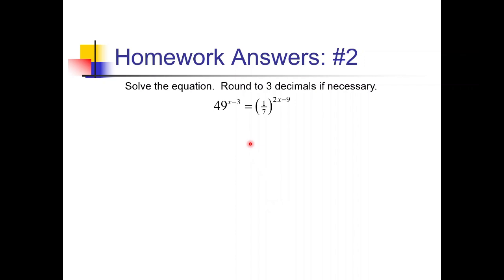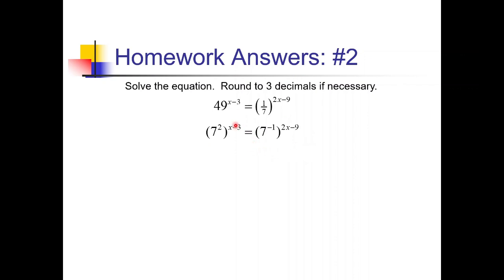For this problem we're trying to solve this exponential equation. Since 49 and 1 over 7 are both powers of 7, we can use the common base method on this one. To use that, though, we'll first have to rewrite these both in terms of that common base of 7. So 49 I can rewrite as 7 squared, and 1 over 7 I can rewrite as 7 to the negative 1. And notice that the original exponents are still there.